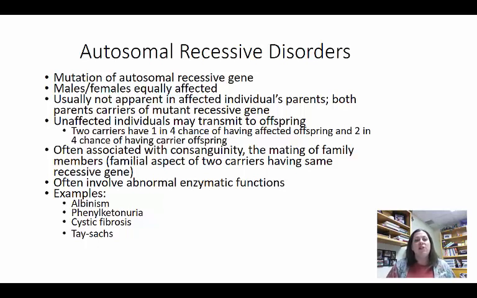Some examples of these are albinism, phenylketonuria, which is also known as PKU, cystic fibrosis, and Tay-Sachs. So we're going to talk specifically about these 4. Again, there are other ones, but these are the 4 we're going to focus in on here.